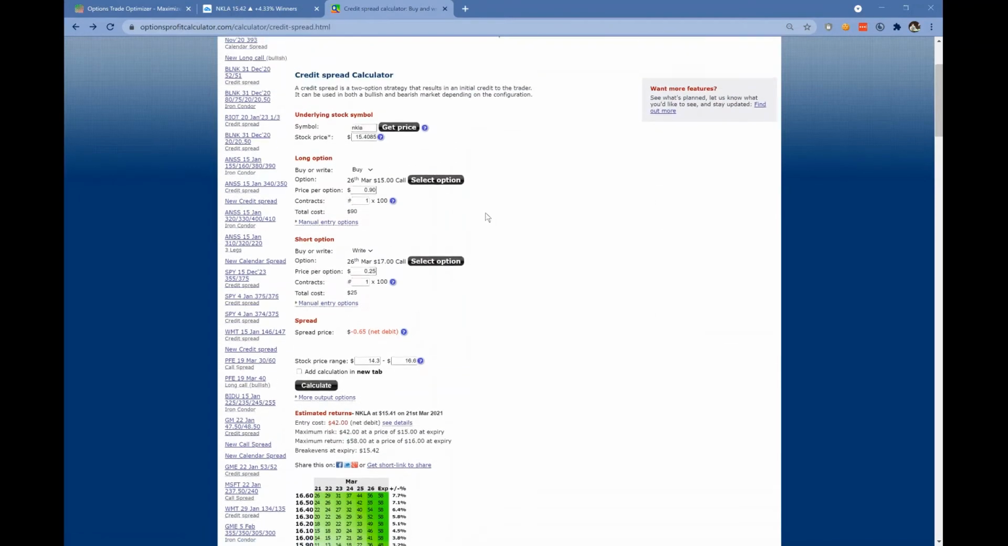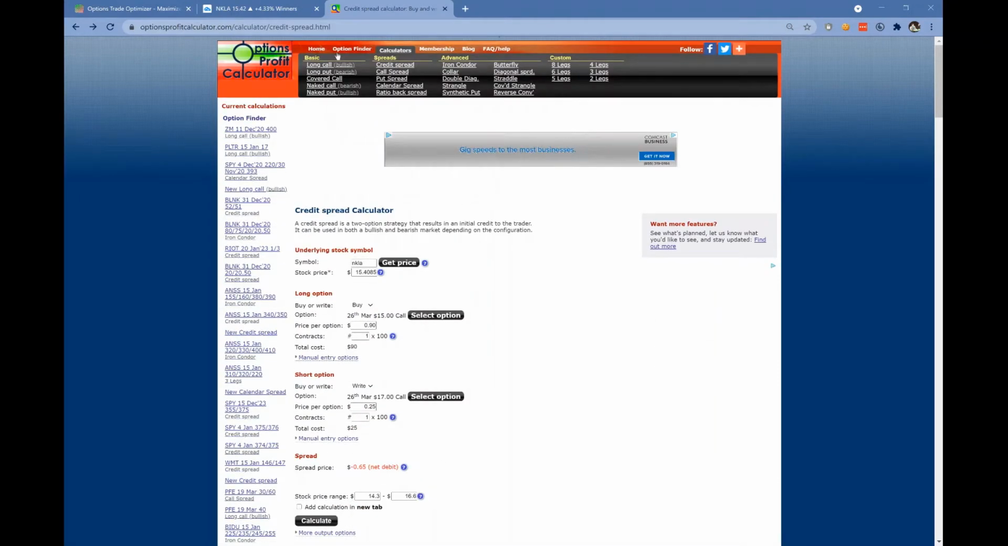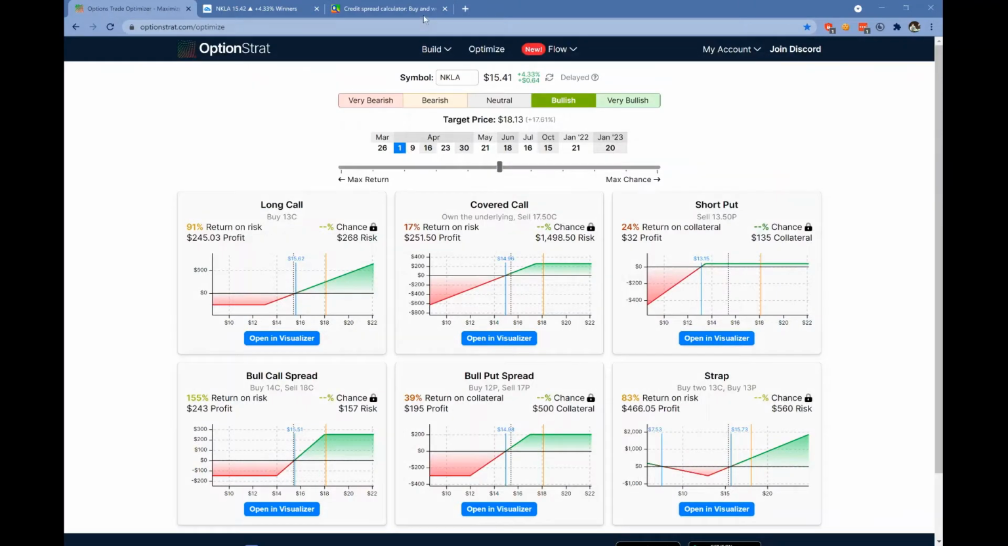So they have some new features that they're releasing. You can type in Options Profit Calculator beta, check out their beta. It's actually pretty good. But before that, I found a website called OptionStrat, which is kind of just a better version of the Options Profit Calculator.